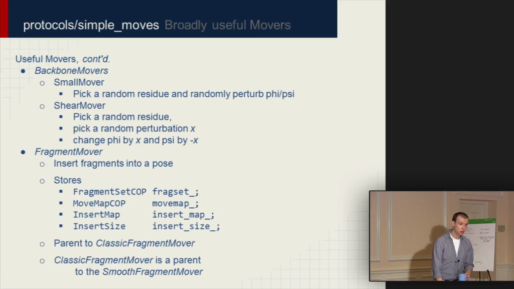There are the backbone movers, which are declared in backbone mover.hh. So for instance, the small mover, which derives from backbone mover. It picks a random residue and then randomly perturbs the phi and psi dihedrals for that residue. Does that sound familiar to anyone?